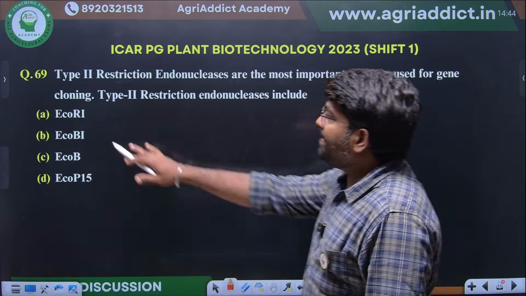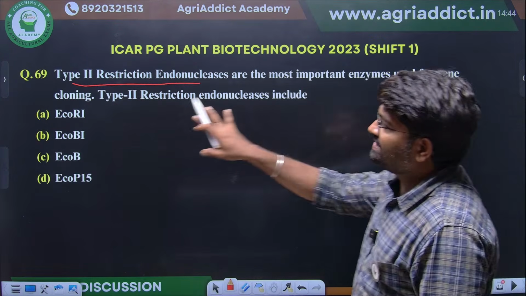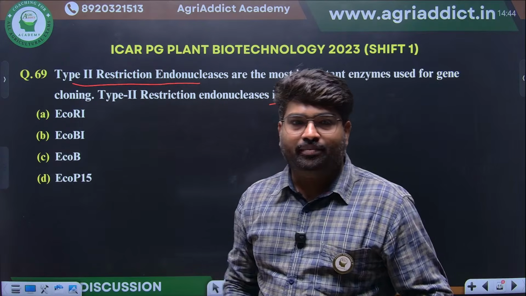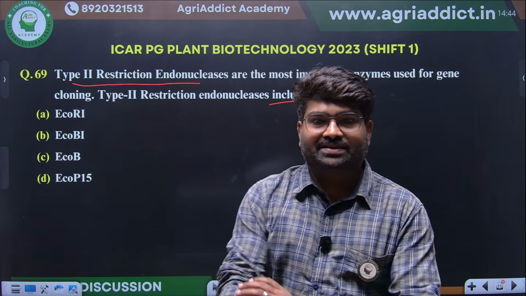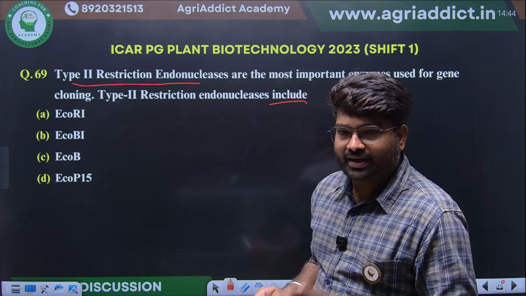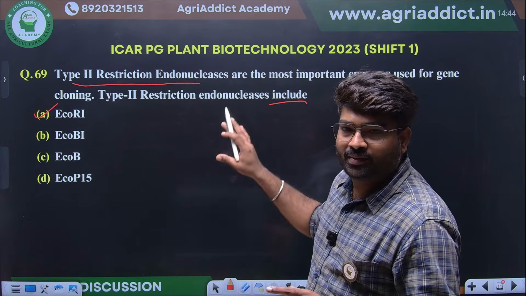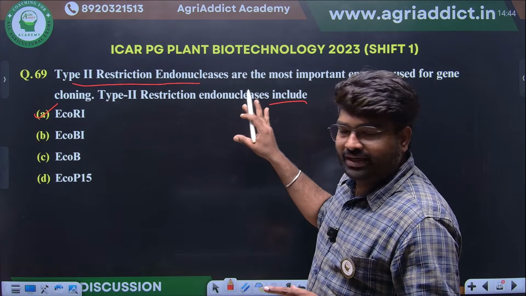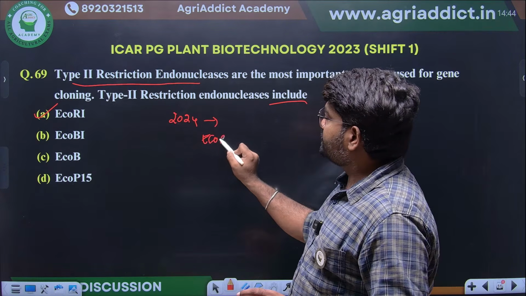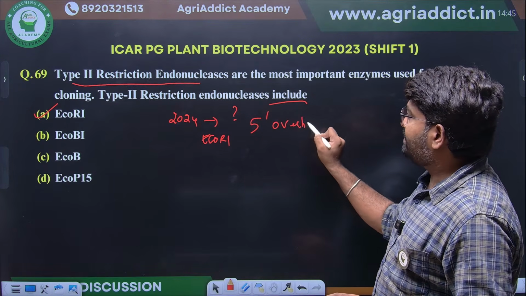Okay. Type 2 restriction endonucleases are the most abundant enzymes used for gene cloning. Which is the example for type 2 restriction endonuclease? Whether EcoR1, yes, excellent. EcoR1 is a typical example for type 2 restriction endonuclease. In 2024, they asked, EcoR1 will produce what type of ends? It will produce 5' overhang sticky ends.